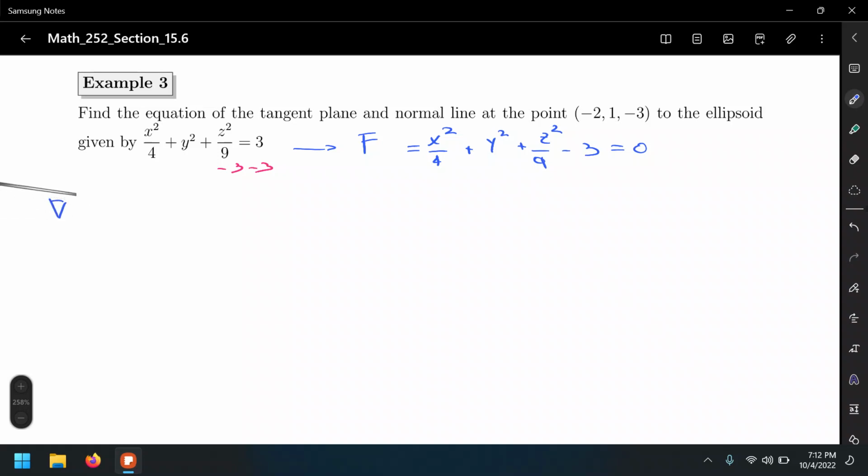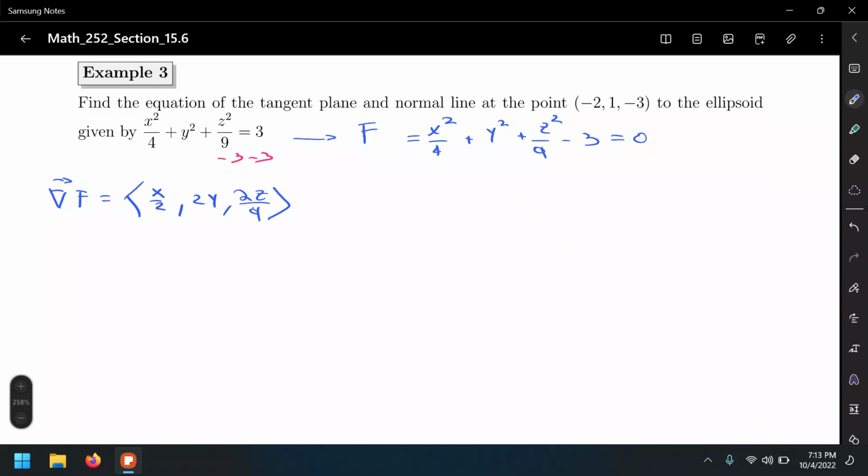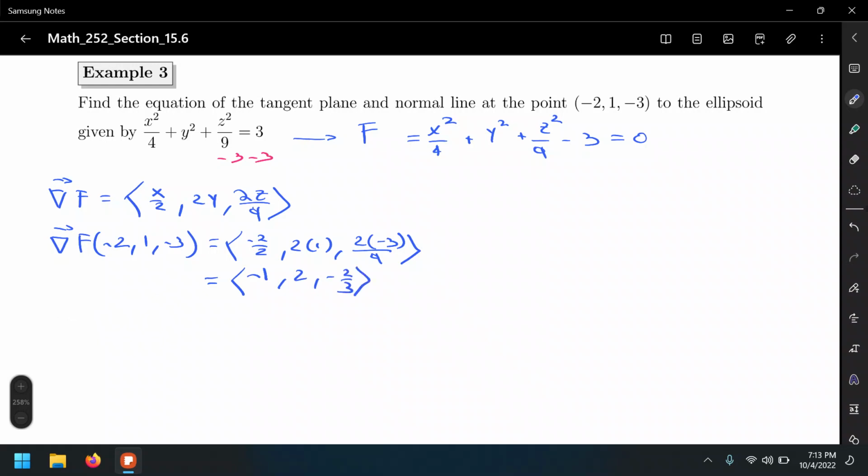You'll see. So the gradient, which is nabla f, is going to be the derivative with respect to x, which is x over 2, then 2y, and 2z over 9. Now we need to evaluate this gradient at the point (-2, 1, -3). All we do is plug in the x, y, and z values: negative 2 over 2, 2 times 1, and 2 times negative 3 over 9. That gradient is the vector (-1, 2, -2/3). So that's one piece of information.